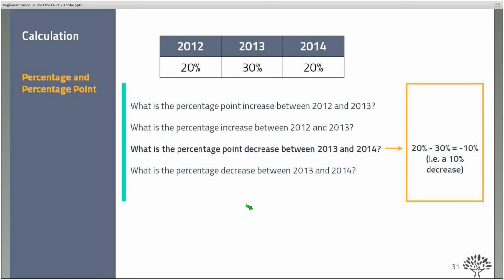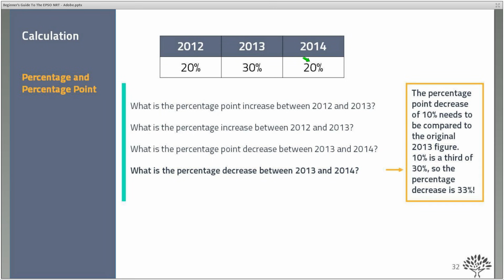So moving back, what is the percentage point decrease between 2013 and 2014? This is, again, 30% minus 20%. That gives you a 10 percentage point decrease. And again, to work out the percentage, you need to work out 10 as a fraction of the starting value here, 30%. So your 10 percentage point drop is actually relatively a 33% drop of your original figure.